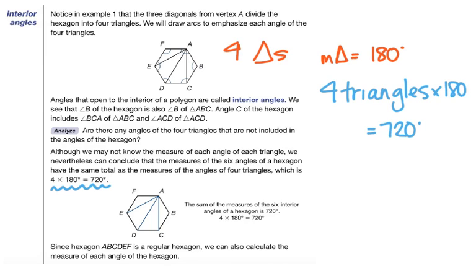This now gives you a new vocabulary word. The vocabulary word right here in bold is interior angles. The interior angles of the hexagon add up to be 720 degrees. These right here are our interior angles. The angles that open up to the inside, the interior of the polygon. Open to the interior of the polygon.